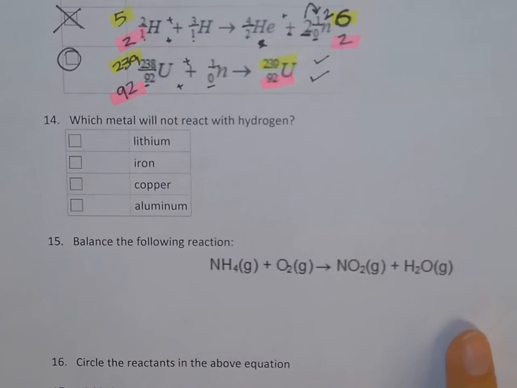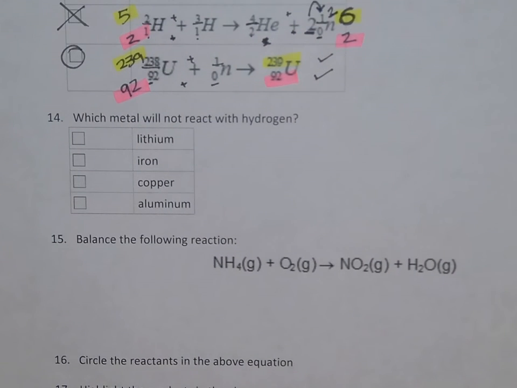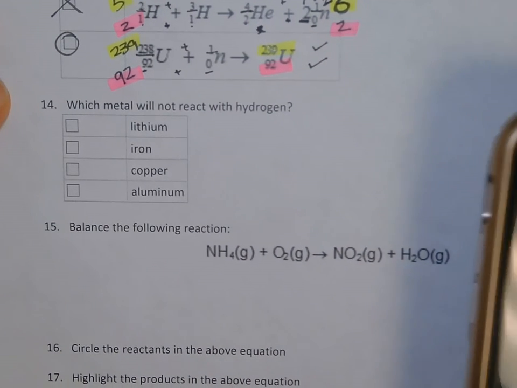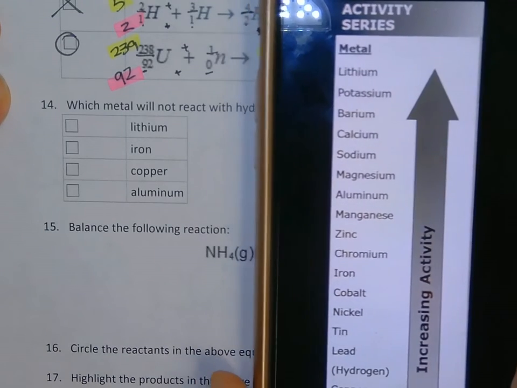All right, this next one, which metal will not react with hydrogen? You're going to need to access the activity series chart that you have under your reference tab in OneNote, and it is in your resource sheet. So it should look like this.